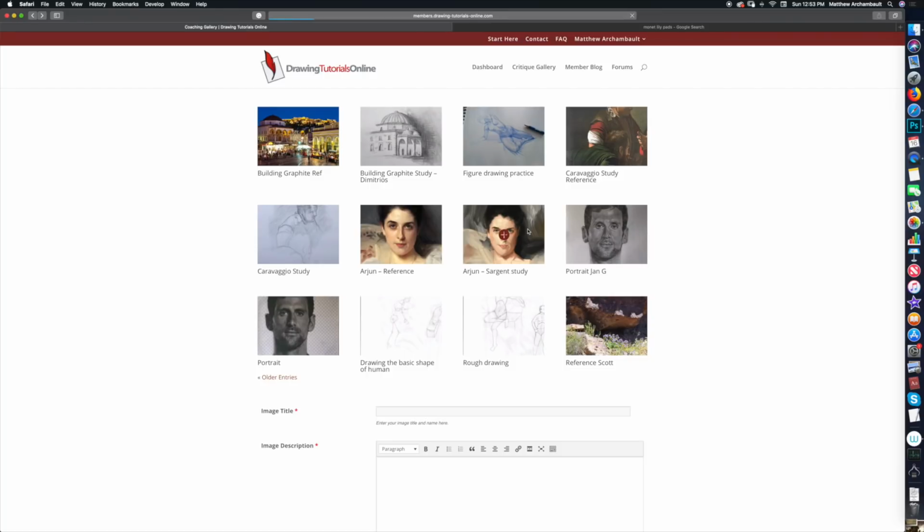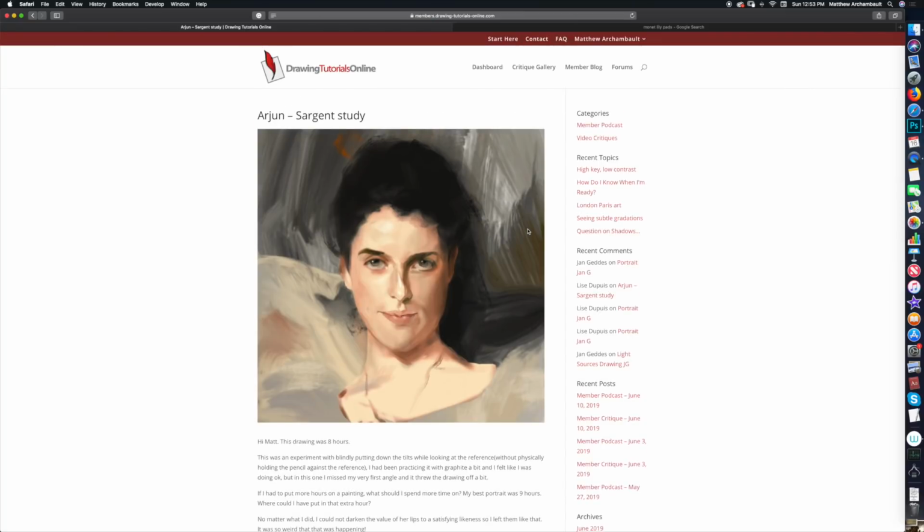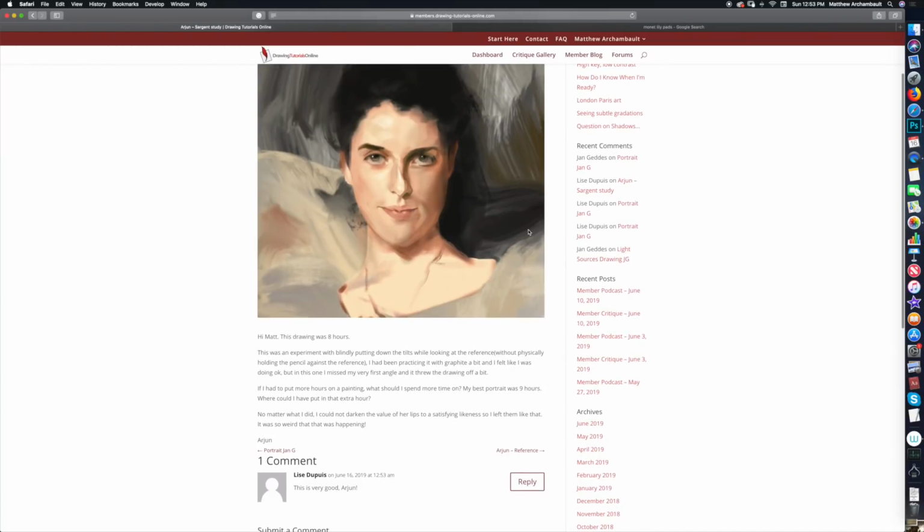Now, Arjun, what I want you to look at is when you look at your image in a smaller way, in a thumbnail form, that's where you can really start to see a lot of the likeness factor happening or not happening. So look at the image small as well.